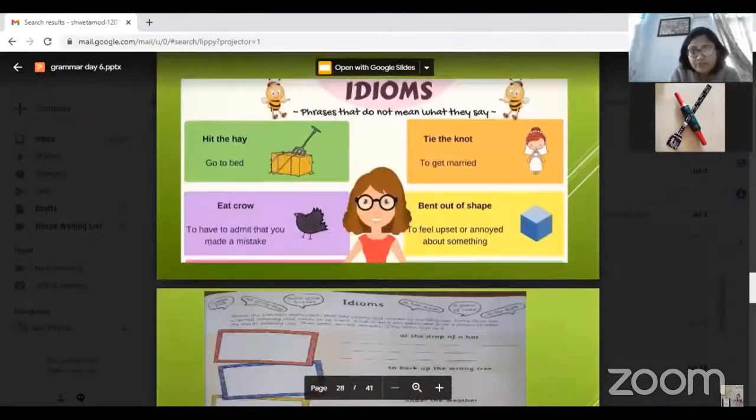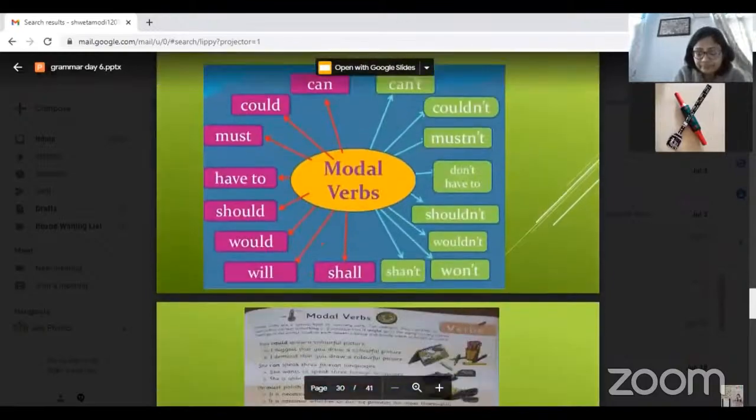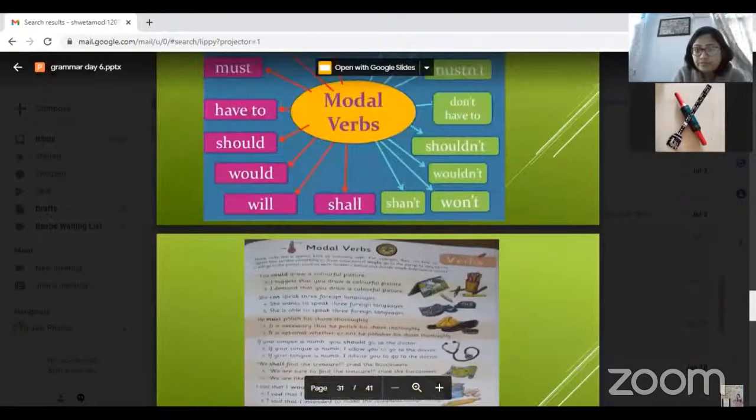Idiom means muhavre, any special meaning, not the specific meaning. Tie the knot doesn't mean tying the knot. It means to get married. That is an idiom. Now model verbs.